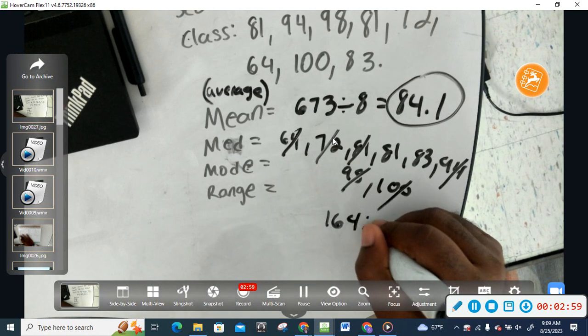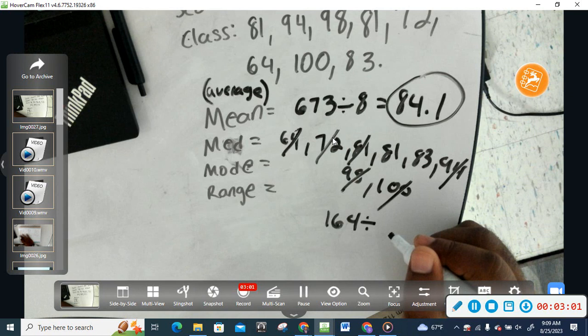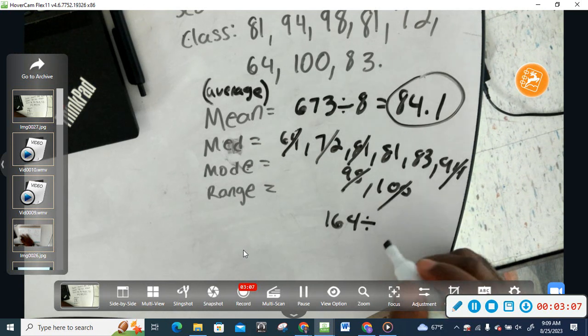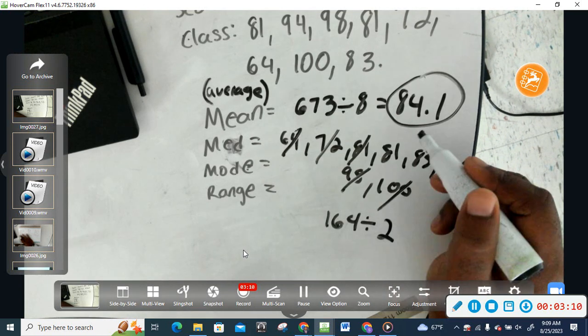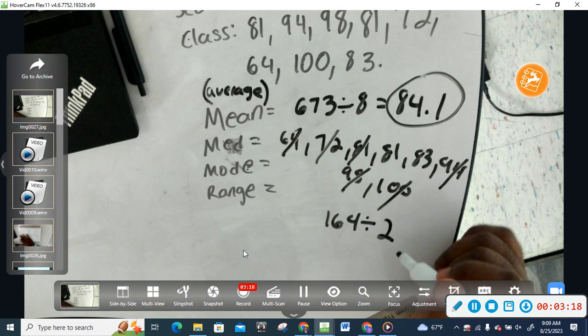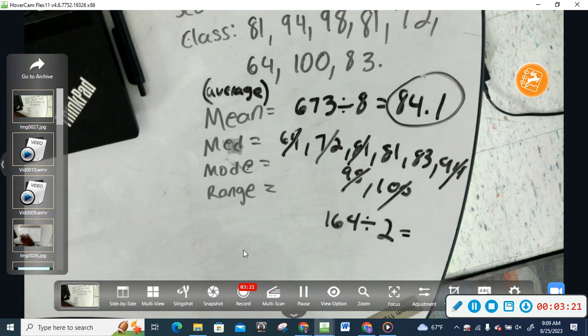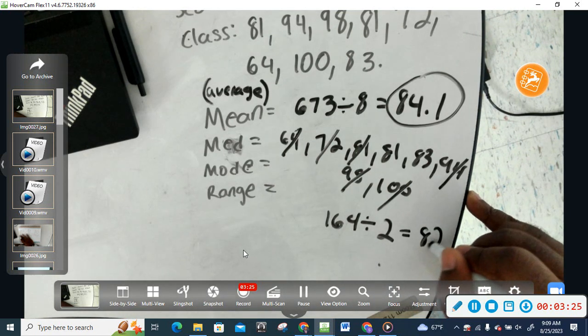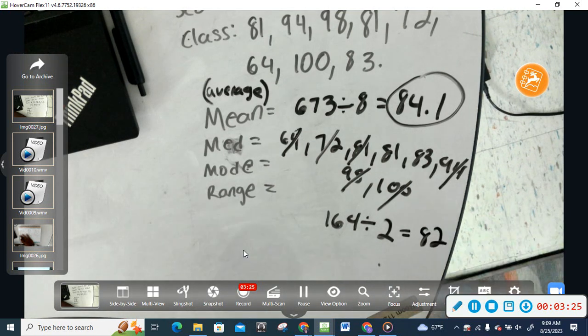And then we got to divide by 2. Did you divide by 8? Okay, so 1, 2, 3, 4, 5, 6. Oh, I forgot the number. There you go. So you got to divide by 2 because we only added these 2 numbers up to get 164. Oh, you missing a number. Gotcha. So 164 divided by 2 is going to give me 82. That's going to be my median. That's my median.